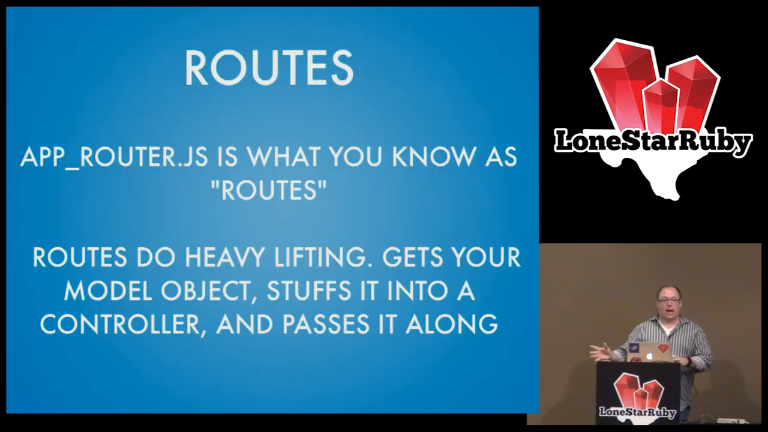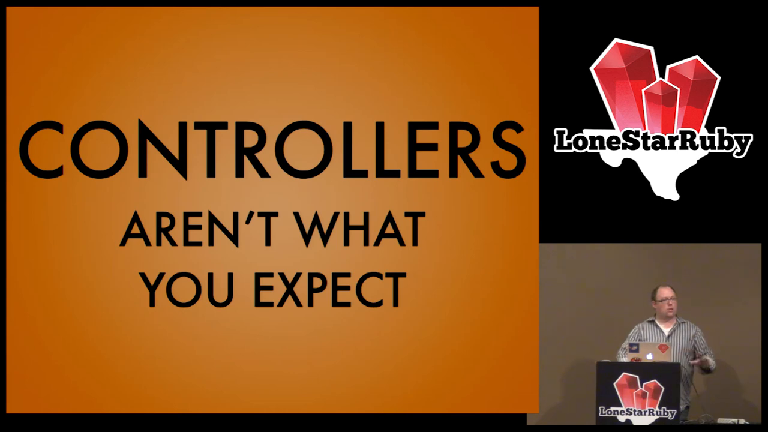Routes are already going to be way off what you expect. There's a thing called AppRouterJS, which we'll look at in a minute. It's pretty much what you're thinking of in terms of what a routes file should look like, except then it passes to a route handler that does a bunch of heavy lifting, like grabbing a model object, stuffing it into a controller, and passing it along, which sounds a lot like what a controller does in Rails. Okay, so what the heck are these for?